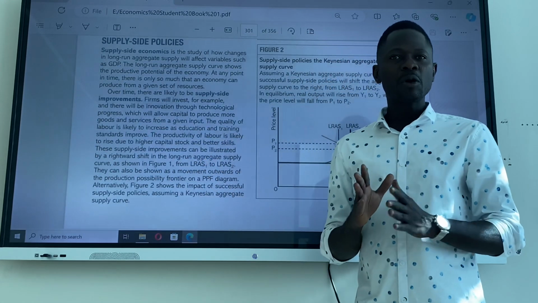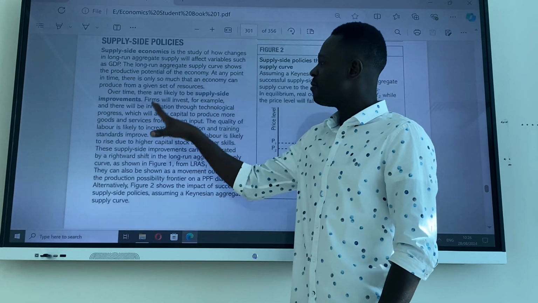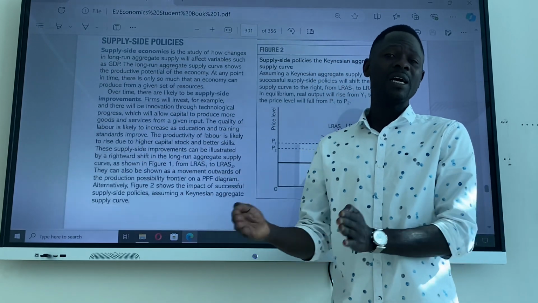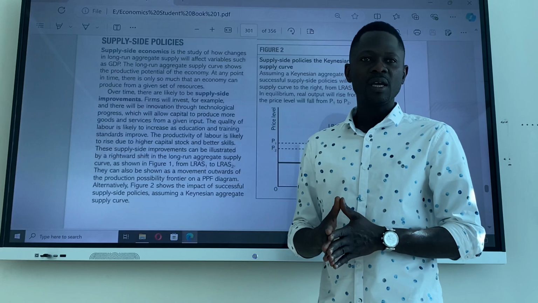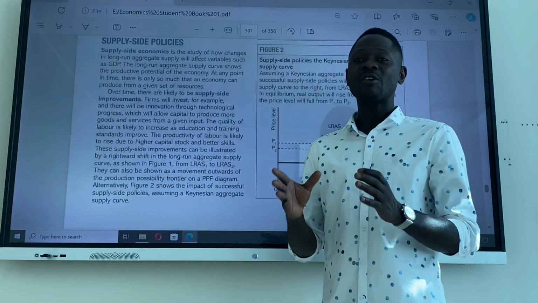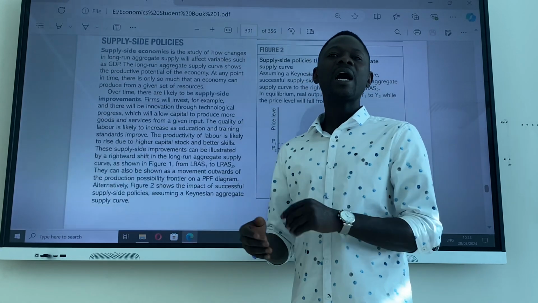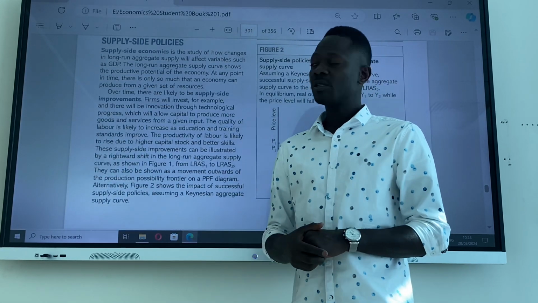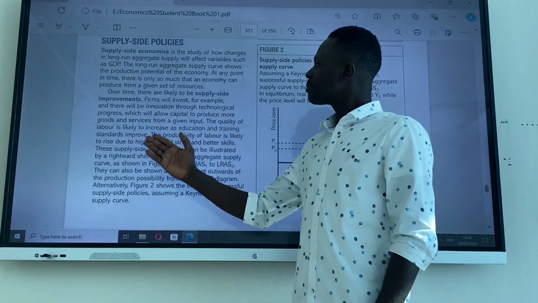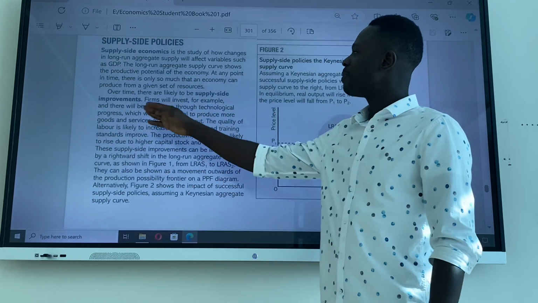But what we are focusing on now is supply side improvements, because supply side policy is aimed at increasing the GDP of an economy. And to increase the GDP of an economy, it means that all the variables used in producing goods and services have to be improved. So that is where we're going. Over time, there are likely to be supply side improvements.